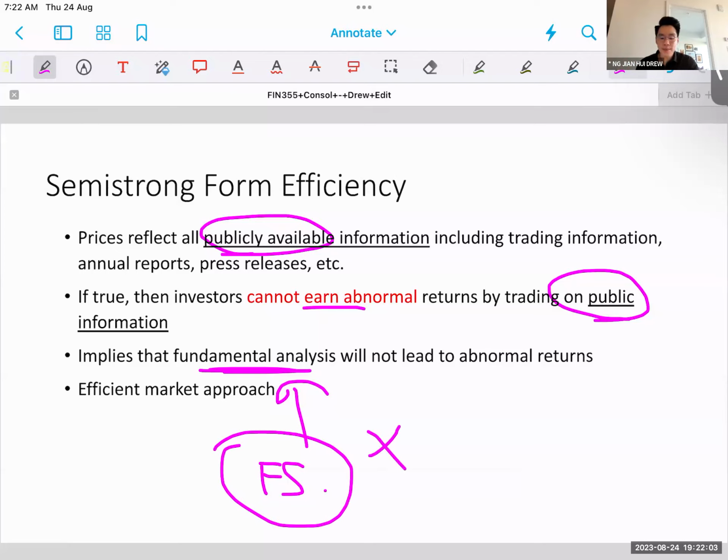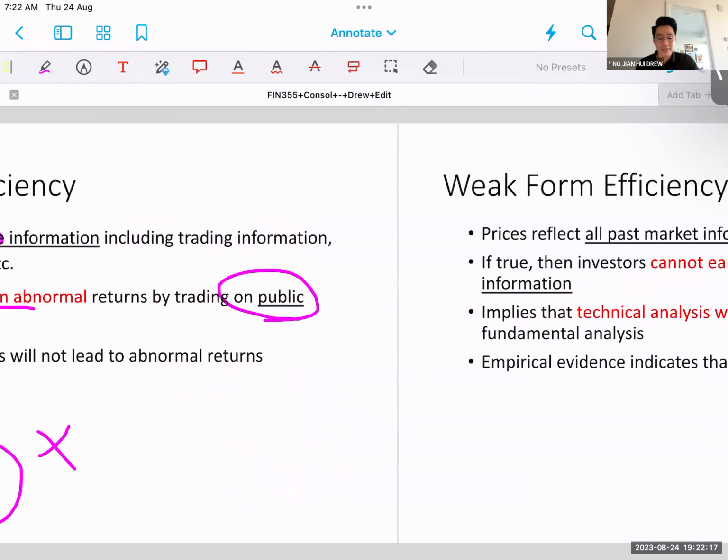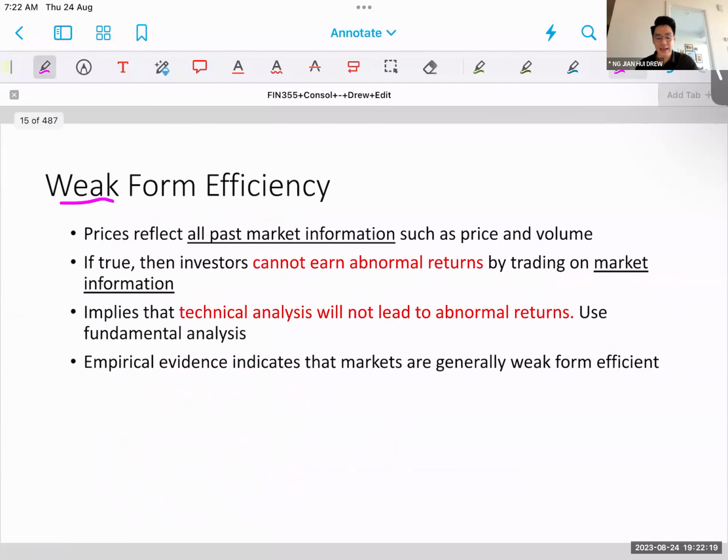So maybe you realize this does not make sense, right? Because the reason why we are even learning about equity valuation is that we are using public information to value a company and try to make some short returns. So actually, at the end of the day, maybe the market is like a weak form.